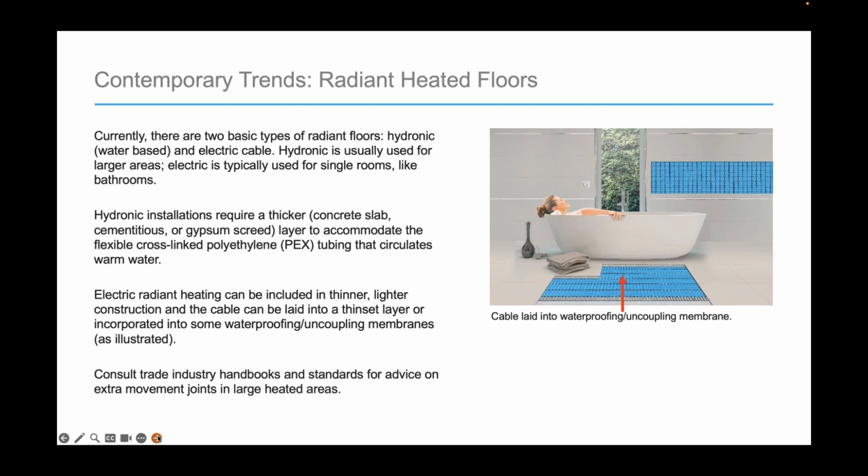Currently, there are two basic types of radiant floors: hydronic, which is water-based, and electric cable. Hydronic is usually used for larger areas. Electric is typically used for single rooms like bathrooms. Hydronic installations require a thicker layer, like a concrete slab or gypsum screed, to accommodate the flexible PEX tubing that circulates warm water. Electric radiant heat can be included in thinner, lighter construction, and the cable can be laid into a thin set layer or incorporated in some waterproofing uncoupling membranes, like the ones pictured.